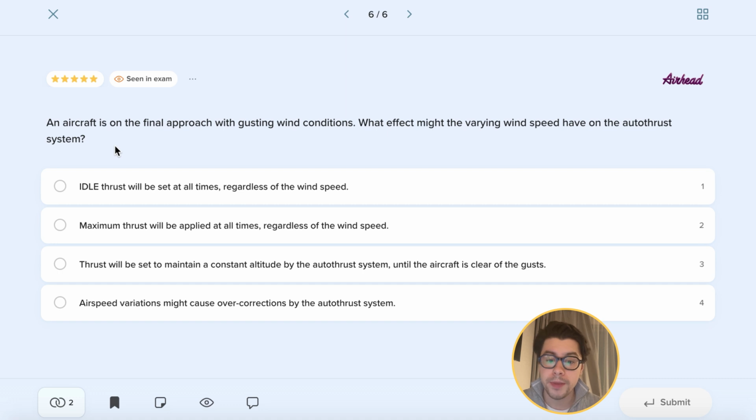And question number 6, the last question that we have here today, which says, an aircraft is on the final approach with gusting wind conditions. What effect might the varying wind speed have on the autothrust system? So like we already said previously, as you can see, there are many questions that are trying to essentially get the same thing from you. And in this case, we need to find the answer which will state that the airspeed variations will cause overcorrections by the autothrust system, and this is the answer that is right here.